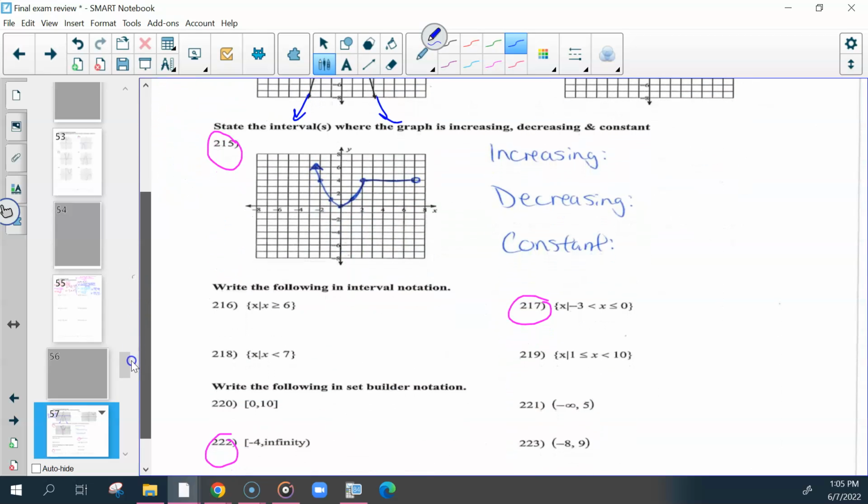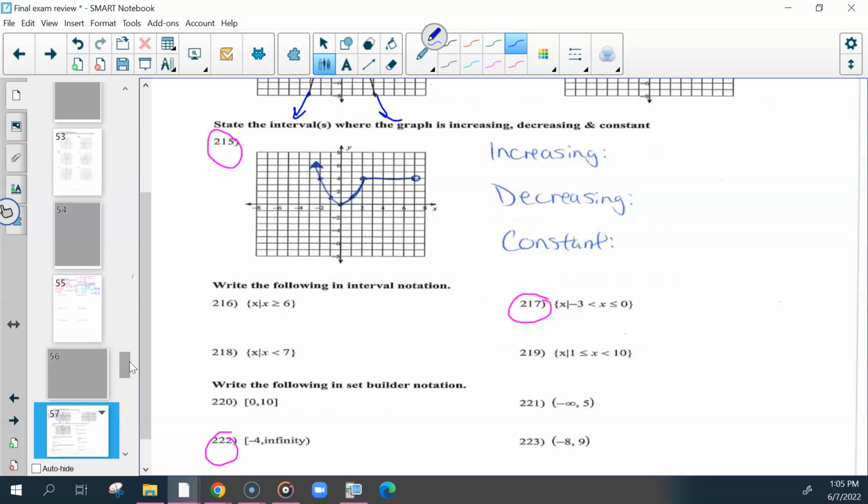For 215, this is asking for you to look at your x values left to right. For increasing, it's where your x values keep moving forward, but your y values also go up. So from here to here, your x values are moving forward and your y values are going up. Both of those end at or have closed circles. So these would both be brackets starting at 0, going to 2.